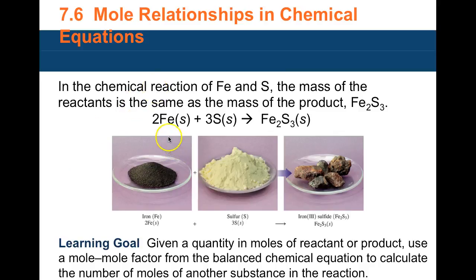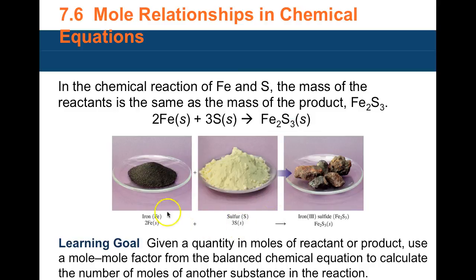Okay, so here you see a balanced reaction between 2 moles of iron and 3 moles of sulfur, forming iron(III) sulfide. Iron 3. You look at the subscript on sulfur, that tells you what the oxidation state on iron is. So it's iron(III) sulfide.